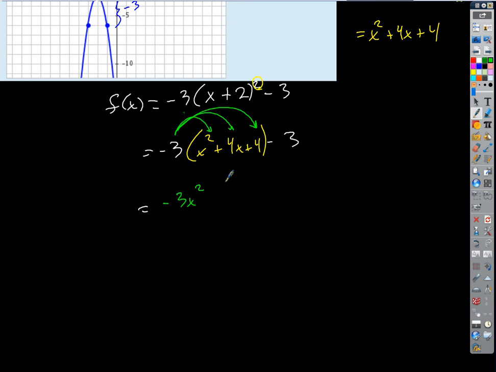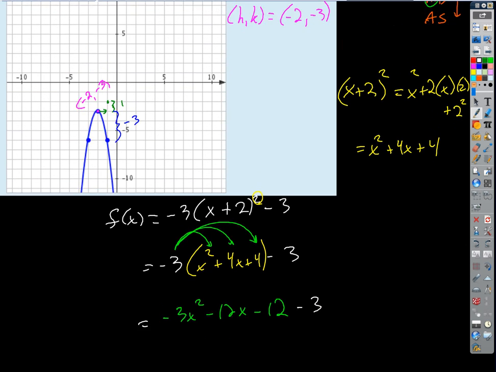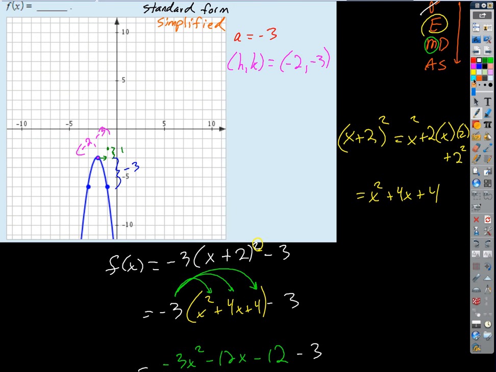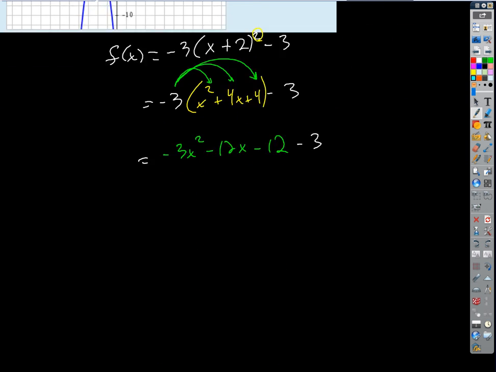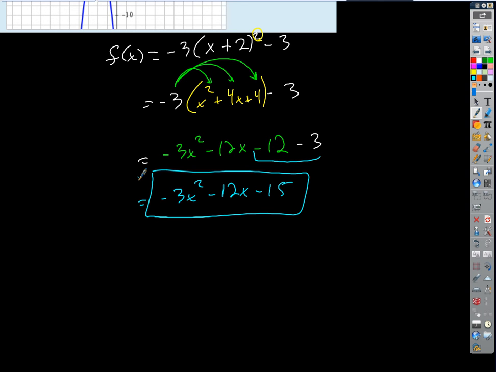So that gives us -3x squared minus 12x minus 12 minus 3, and then the last step's a pretty easy one. What's that? Yeah. Add, subtract, so we combine like terms. And so we finally get negative 3x squared minus 12x, and minus 12 minus 3 is minus 15, right? There it is. There's our answer. Okay?